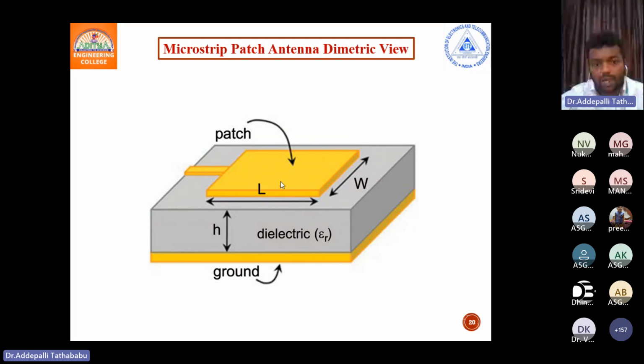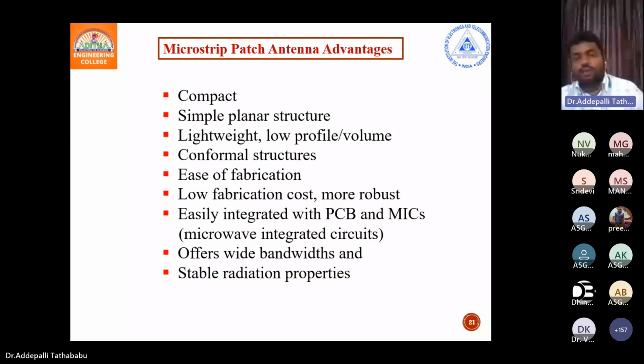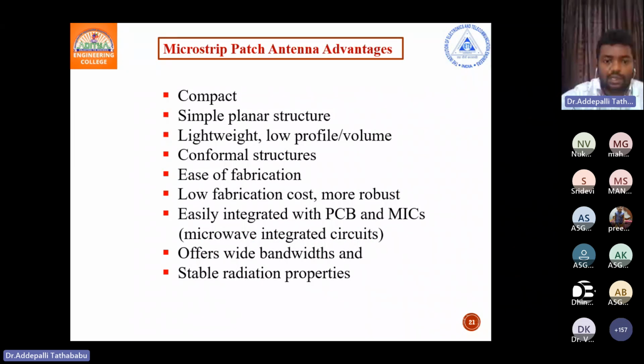So these two are conducting materials. The middle one is the dielectric medium. It is the substrate. Why are you choosing microstrip patch antennas? Because it has more advantages compared to all others, particularly depending upon the application. Suppose for broadcasting, for long distance communication, we use parabolic dish antennas, horn antennas. But if you want to take some portable devices, and we need compact structures, that's why we have to go for patch antennas.